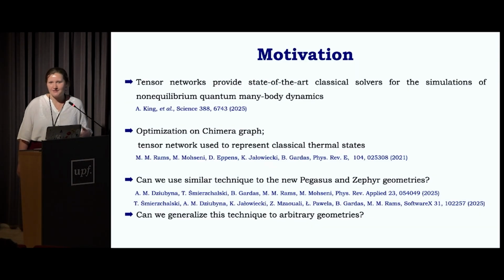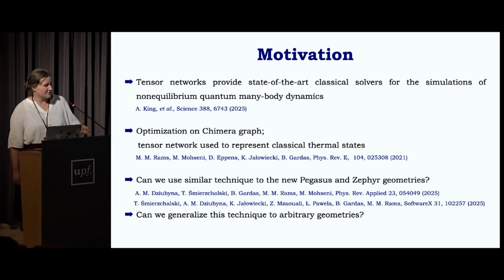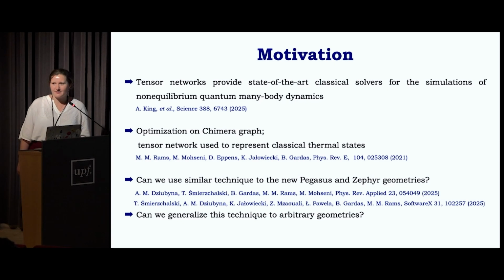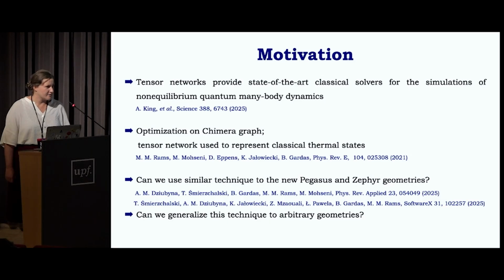We are witnessing significant progress in the development of quantum simulators. For instance, a paper by Andrew King discusses the simulations of non-equilibrium quantum many-body dynamics. And in this context, it is widely believed that tensor networks are the best classical reference methods. For instance, PEPS tensor networks were used there to simulate those coherent quantum many-body dynamics.